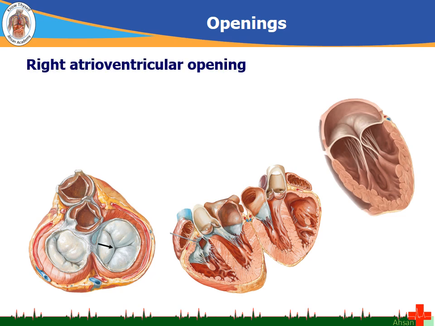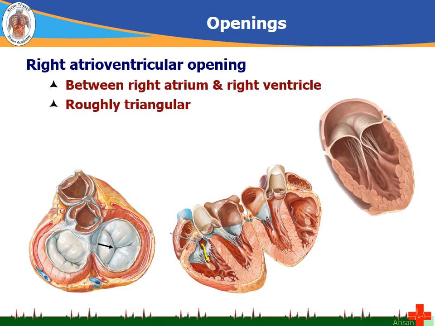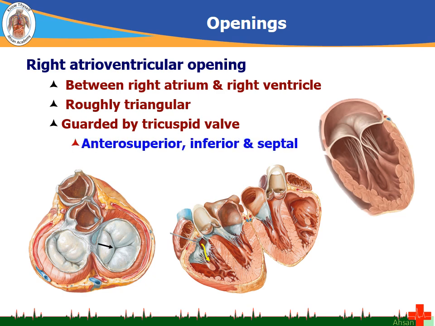The right atrioventricular opening connects the right part of the heart, meaning the right atrium, with the right ventricle. This opens towards the ventricle only, and it is roughly triangular in nature, as shown by the arrow. It is guarded by the tricuspid valve. Three cusps are there: anterior, inferior, and septal are the three cusps.